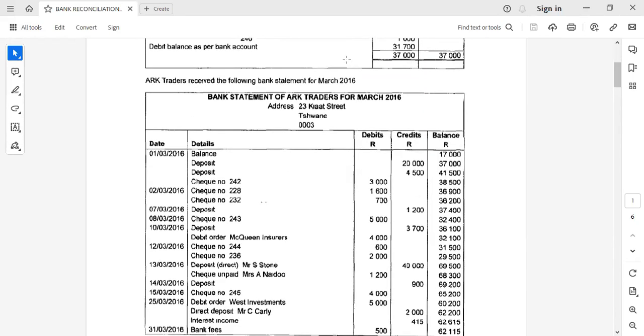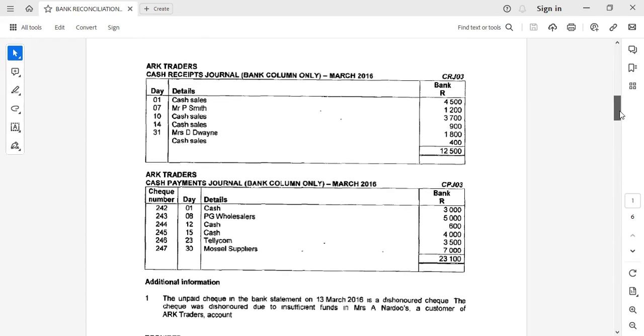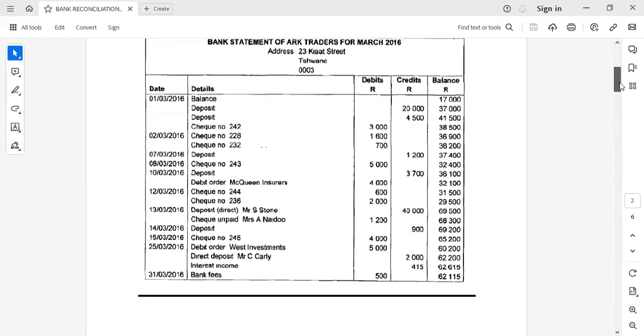Then ARK received the following for March. Now, this is the bank statement for March that we received from the bank. Then these are the cash receipts journal and the cash payments journal. Now we are required to prepare the cash receipts journal and the cash payments journal, then the bank account and then the bank reconciliation statement. Right. So now let's do that quickly.